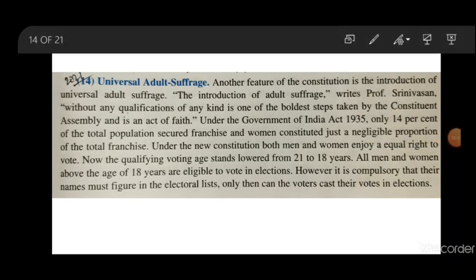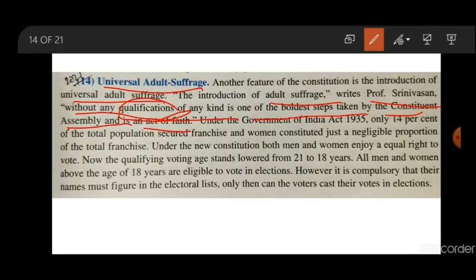Next is universal adult franchise. Another feature of the Constitution is the introduction of universal adult franchise, that is, adult suffrage. Professor Srinivasan wrote that it, without any qualification of any kind, is one of the boldest steps taken by the Constituent Assembly, and is an act of faith. It is an act of faith regardless of the qualification of the citizens of the country.